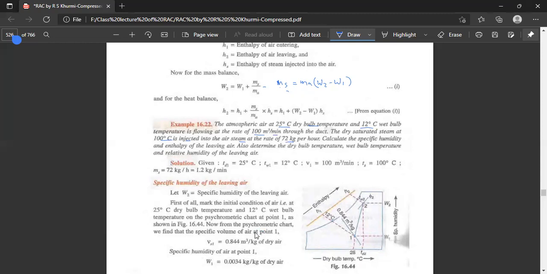Calculate the specific humidity and enthalpy of the leaving air. Also calculate the dry bulb temperature, wet bulb temperature and relative humidity of the leaving air. So we have to straight away use the psychrometric chart.